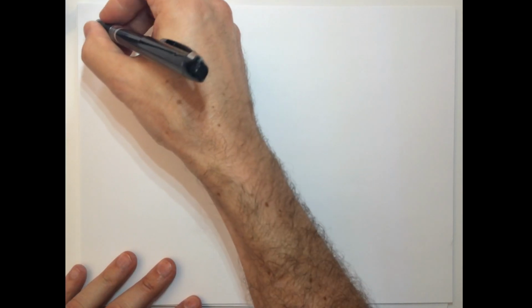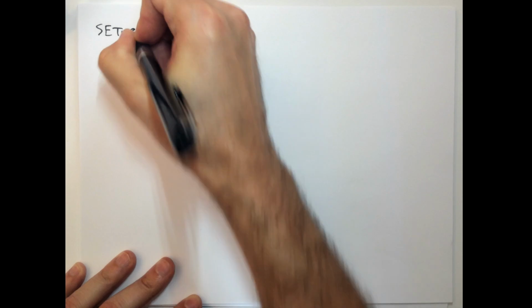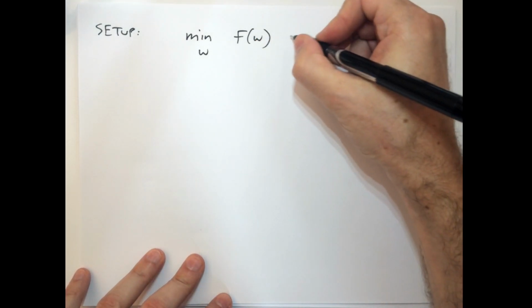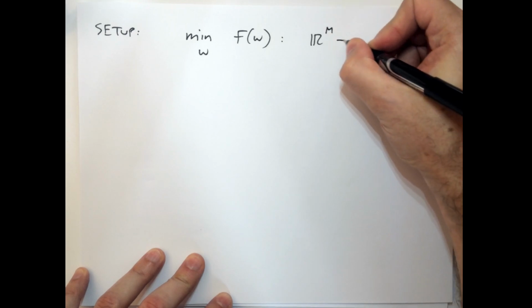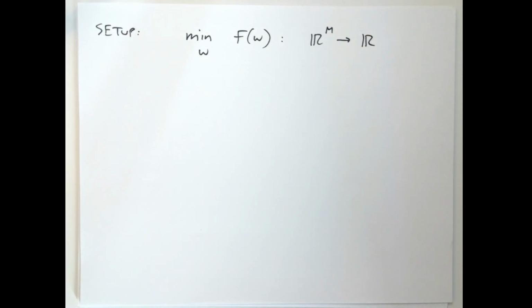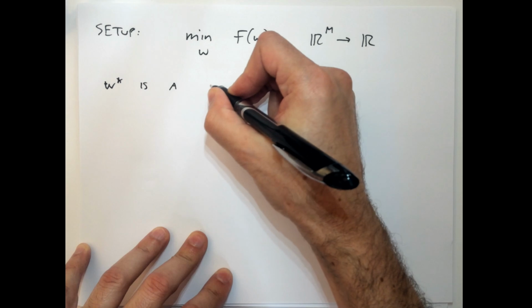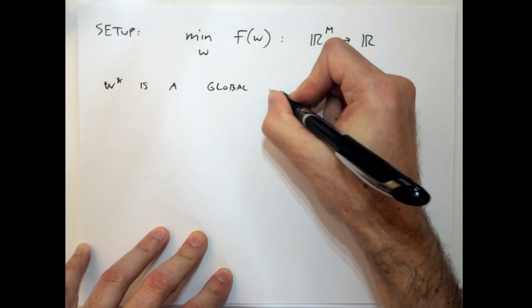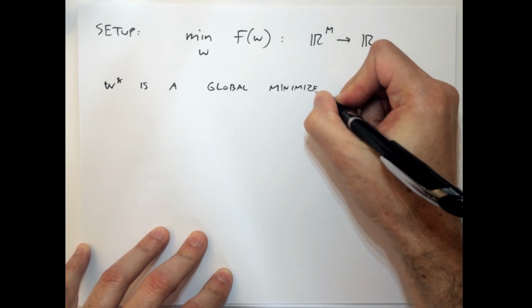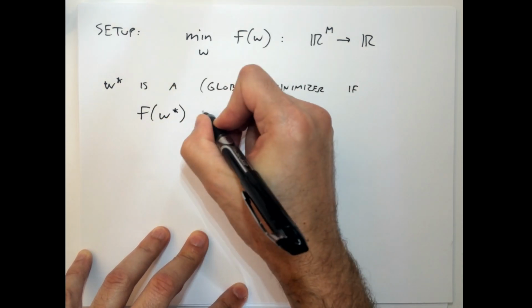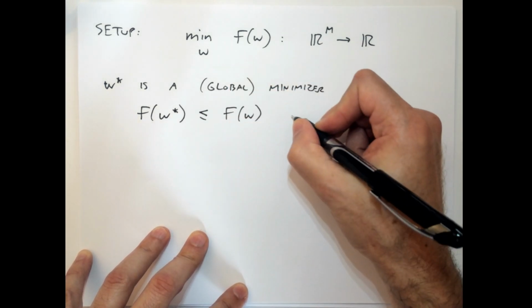So, here's the setup, right? Like I said, we want to minimize some function over some set of parameters, where this function takes an m-dimensional set of parameters and produces a number, okay? And so we say that W star is a global minimizer, or more generally just minimizer, if the function at that point is less than or equal to the function at any other point.